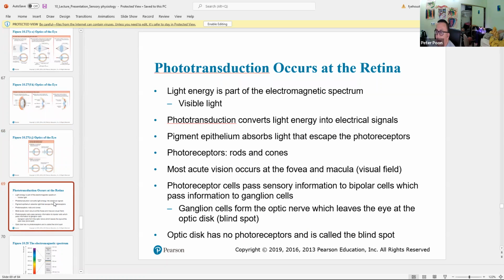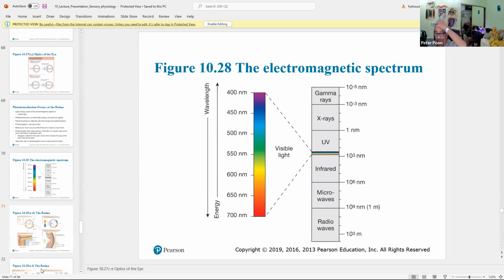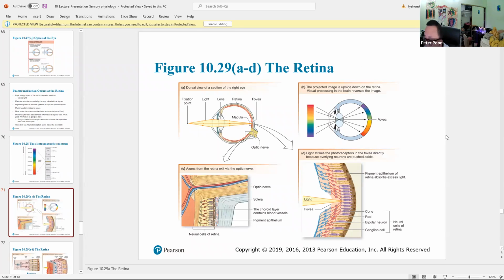Light transduction: light energy is part of the EM spectrum. Light hits the retina, and you can only read this much of the EM spectrum. It hits the back of the retina and changes that light signal into electrical signaling.